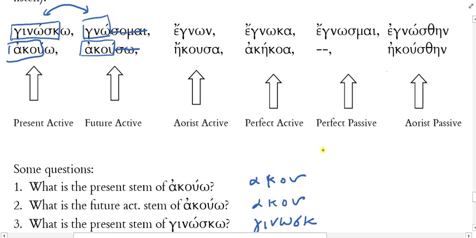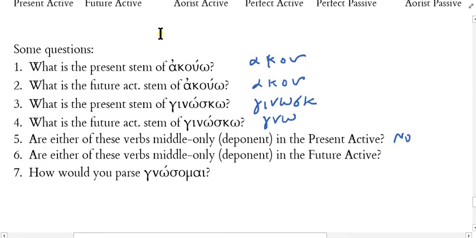Yes. Take a look. Now, over here, I have akuso. That is definitely an active ending, and it's in the future active column, so that's very normal, isn't it? But I also have a verb that has a mai ending in what's supposed to be the future active column. And that's not an active ending. That's a middle passive ending. Okay? So gnosko is the one that is middle only here. Okay, so the answer is yes, and it's gnosko.